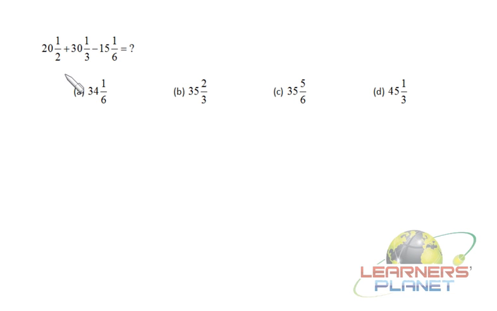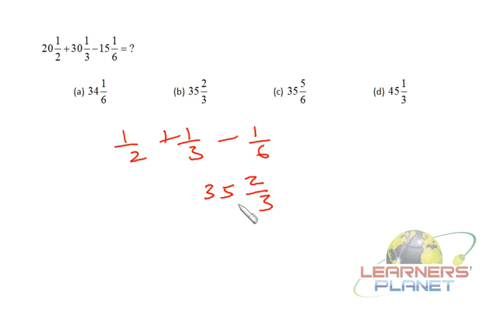Similarly, in this question, we are just going to add the integral part, that is 20 plus 30, 50, minus 15, that is 35. Okay, so the next calculation is 1/2 plus 1/3 minus 1/6. Suppose I take 6 as LCM, it will be 5/6 minus 1/6. So it's 4/6. Initially I was having 35, then 4/6, that is 2/3. So the answer is 35 2/3. Okay, friends.